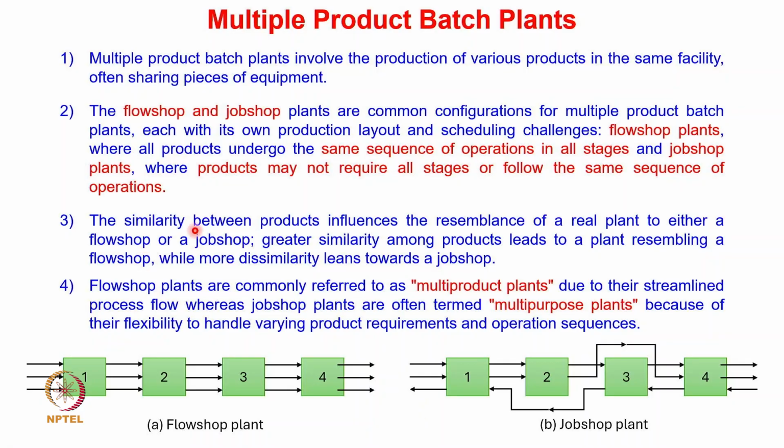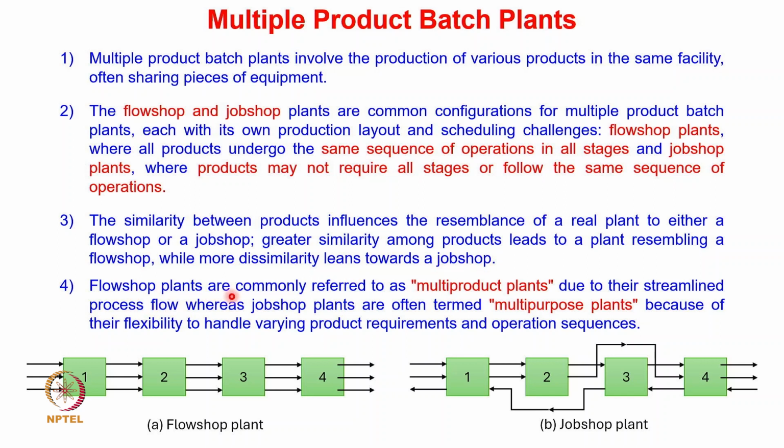So similarity between the products influences the resemblance of the real plant to either a flow shop or a job shop. Clearly, with greater similarity among the products, whenever the products are nearly the same, the plant resembles a flow shop, isn't it? Whereas whenever there is a dissimilarity between the products, it leads to job shop plants.